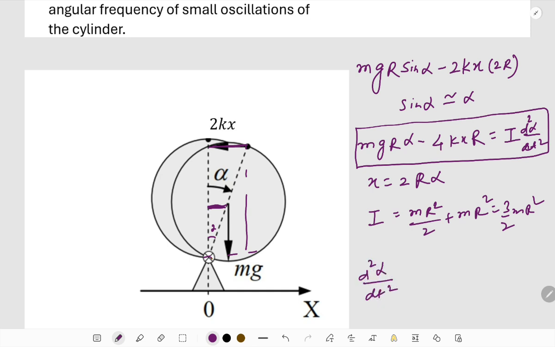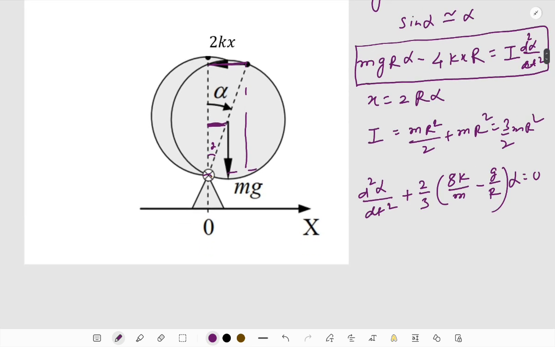And we can get the equation for the angular acceleration of the cylinder as d2 alpha by dt square. And I have done this problem before, so I know it can be written like this: d2 alpha by dt square plus (2 by 3)(8k by m minus g by r) alpha equal to 0, and from here you can see that the angular frequency of natural undamped oscillation will be equal to omega equals under root of 2 by 3 times (8k by m minus g by r).